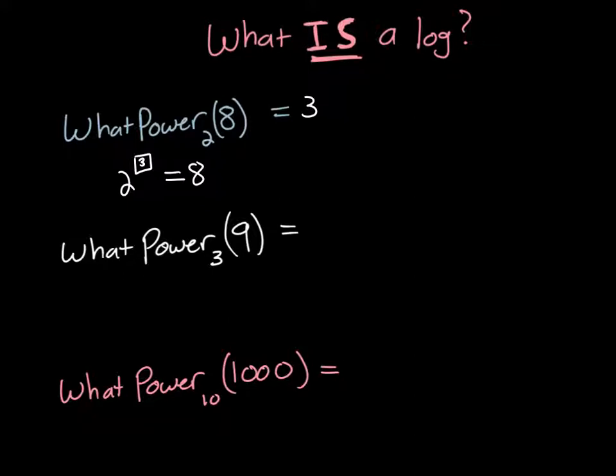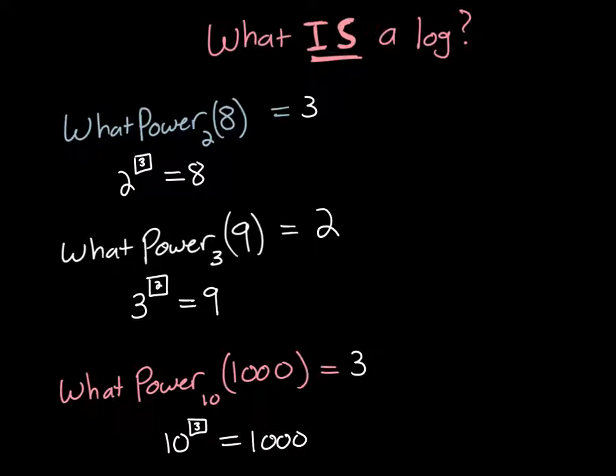Again, what power of 3 is 9? Obviously 3 times 3 is 9, so 3 squared is 9. The answer would be 2. And what power of 10 is 1,000? Again, 10 to the what power is 1,000? These are much simpler questions to answer. It turns out to be 10 times 10 times 10, so 10 to the third power is 1,000.